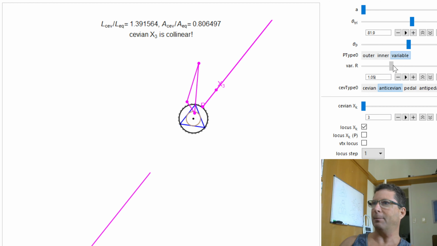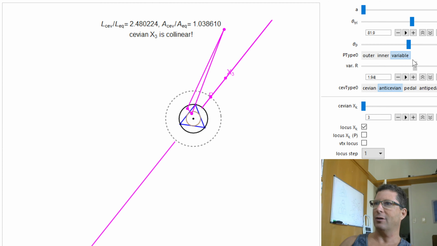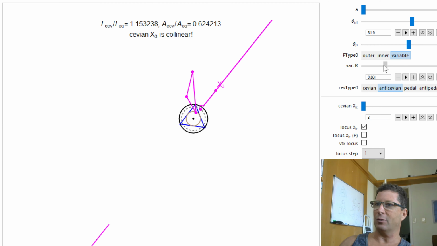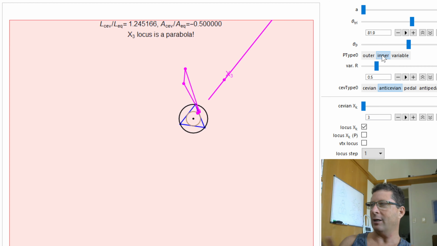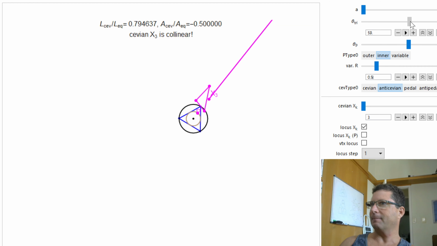We can see this two-branched object materialize itself when, for example, we make P go in and out of the circumcircle. I remain with this two-branched locus object, right? But let's go and place P, for example, on the inner one. I get the inner one, and I'm still with two branches.